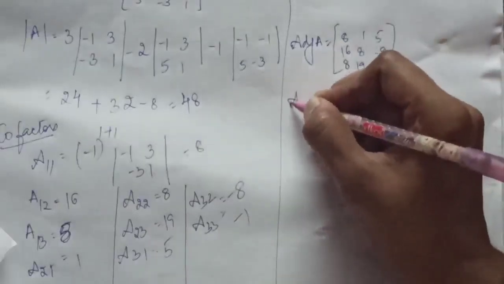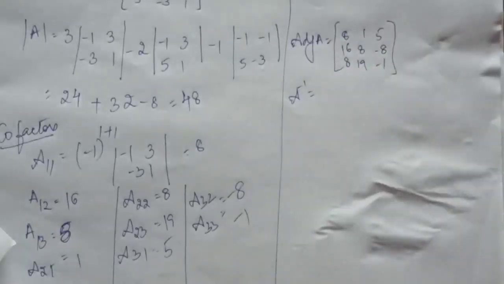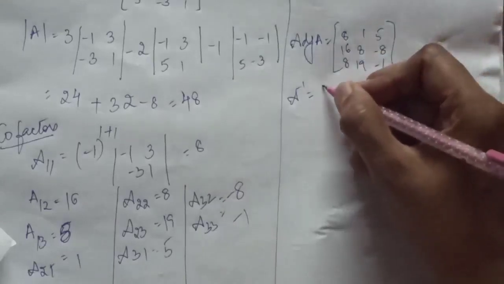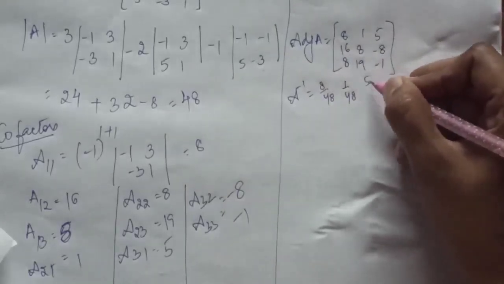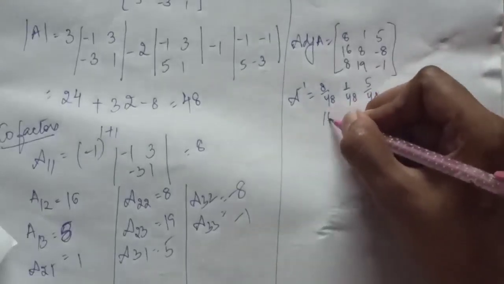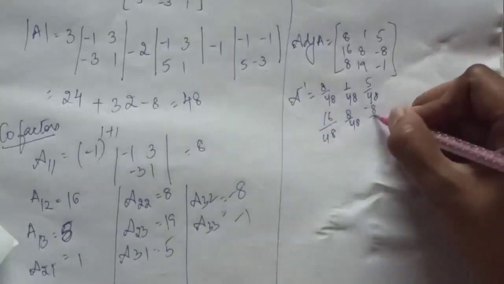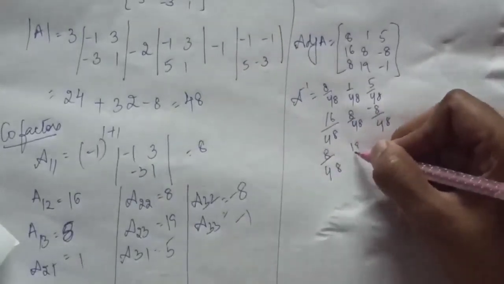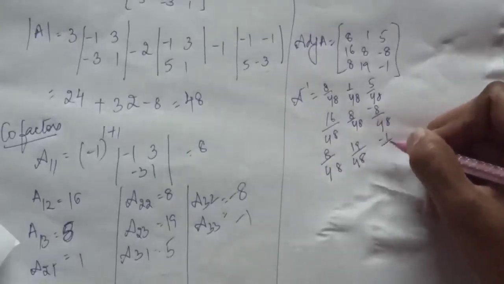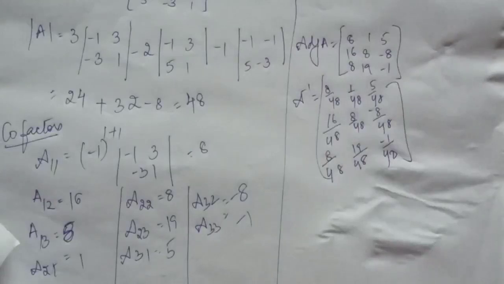So if I have to calculate inverse of A, I will divide my adjoint with the determinant. So everything will be divided by 48. So I can write like that: 8 by 48, 1 by 48, 5 by 48, 16 by 48, 8 by 48, minus 8 by 48, 8 by 48, 19 by 48 and minus 1 by 48. So I have calculated inverse of A.